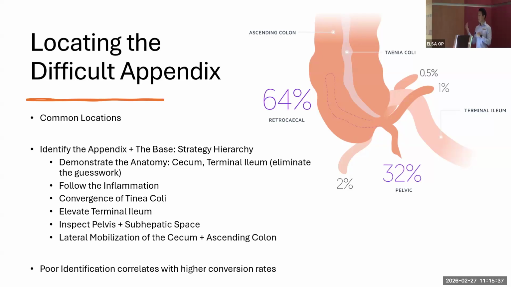Sometimes you may need to elevate the terminal ileum because the appendix can be hiding underneath it. Inspect the pelvis and subhepatic space, because the appendix can lie there as well. In some instances, when you can't find it despite all the above, you may have to mobilize the cecum from a lateral to medial approach because it can be retrocecal. Poor identification correlates with a high conversion rate. Can't find the appendix, have to convert. Injure something because we are not looking in the right place, have to convert. So I always tell the residents it's okay to spend time on this step because it makes every subsequent step much easier.